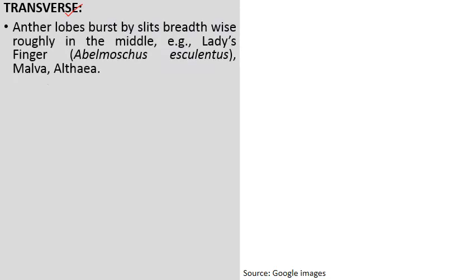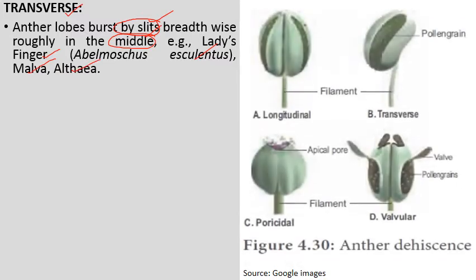Next comes transverse dehiscence. In this type, anther lobes burst by a slit. जो anther lobes crack हो जाते हैं by a slit, breadthwise roughly in the middle. जो middle portion है वहाँ पे एक slit appear होता है. For example, in case of ladyfinger, it's a member of family Malvaceae, and its botanical name is Abelmoschus esculentus. Then Malva and Althea. So these plants bear anthers which show transverse dehiscence.